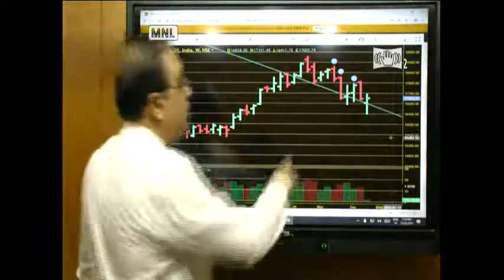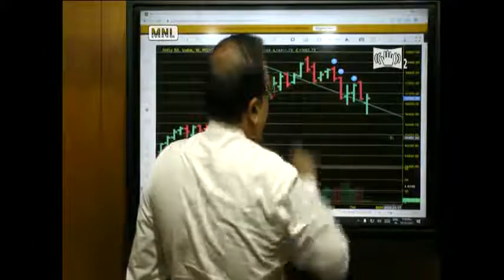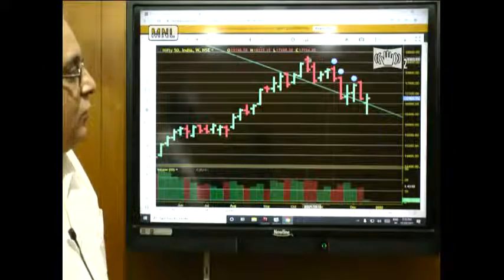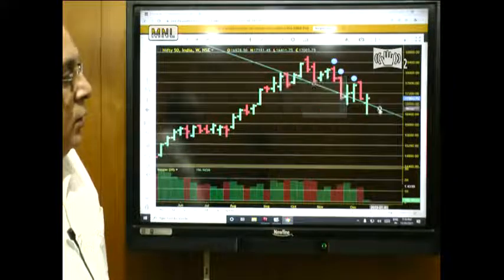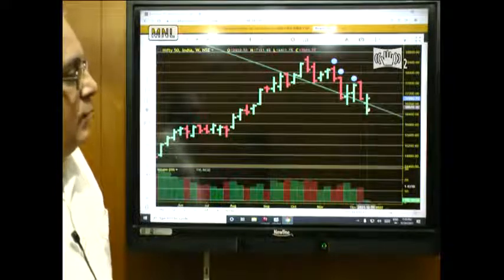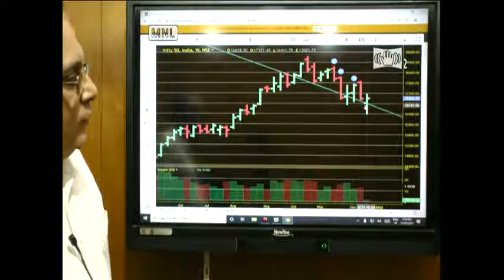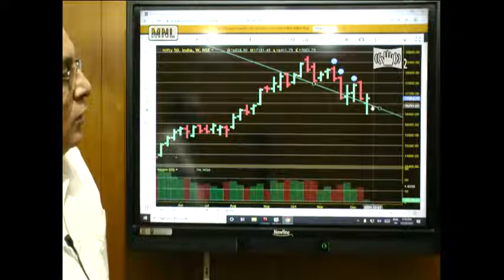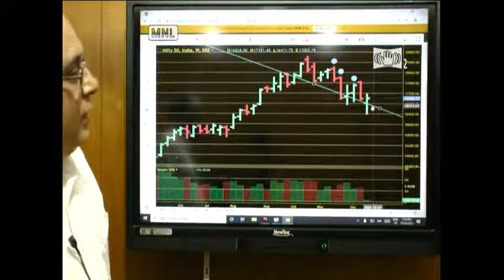So this is the trend line, and we have kept this particular line parallel. We have drawn a parallel line to this trend line from the top. Now this line has been broken, which means this trend line has been broken, which means this should offer some support right now.